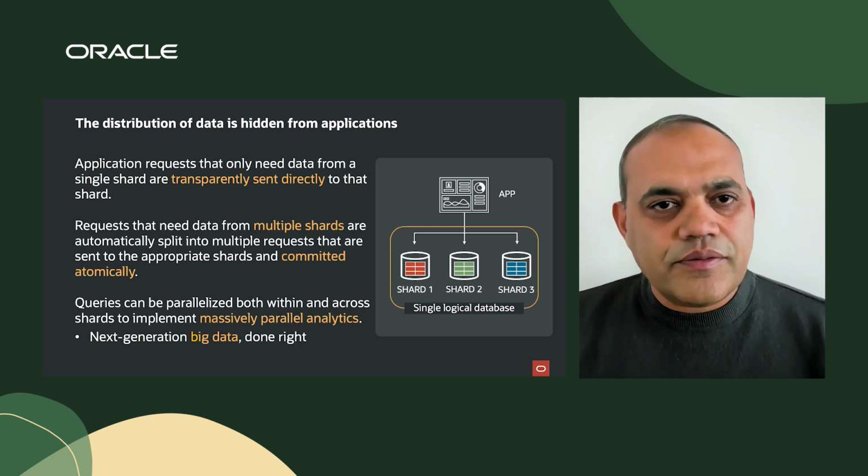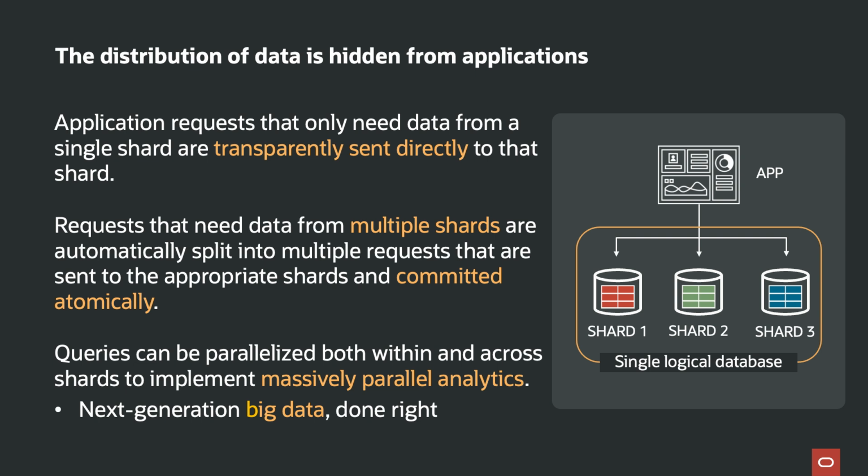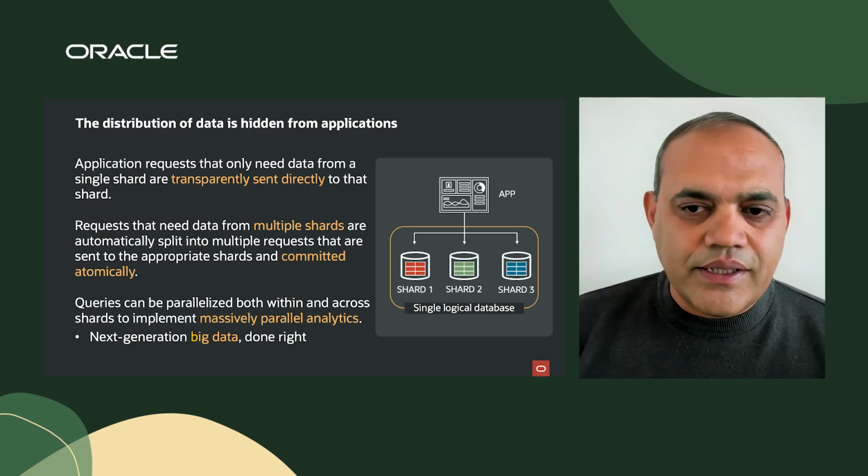The distribution of data is hidden from the applications. Application requests that only need data from a single shard are transparently sent directly to that shard. Requests that need data from multiple shards are automatically split into multiple requests that are sent to the appropriate shard and committed atomically. Queries can be parallelized both within and across shards to implement a massively parallel processing architecture. This is the next generation of big data done right.